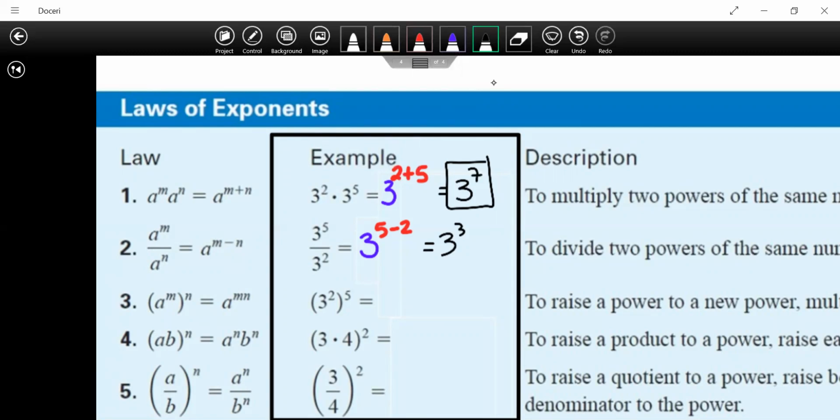If you're raising an exponent to another power, you multiply the two exponents. So in this case, we're going to have 3 times 2 times 5. This will be 3 to the 10th power. It's a really, really big number.